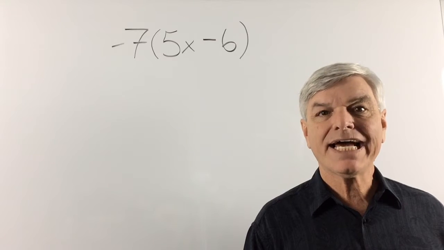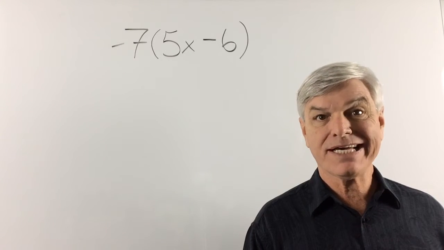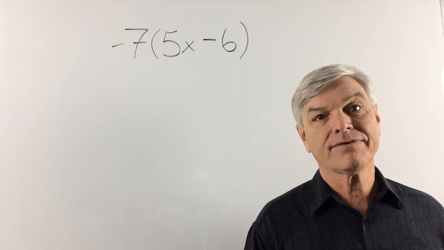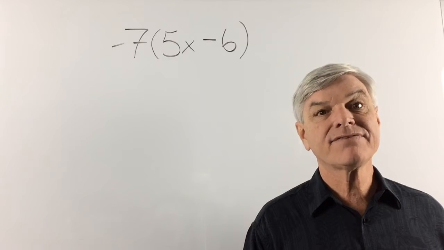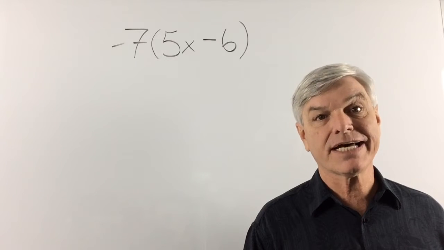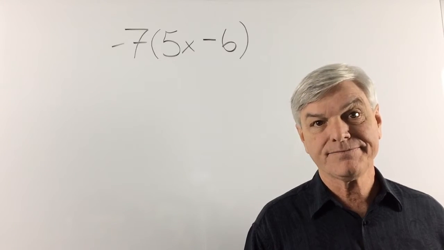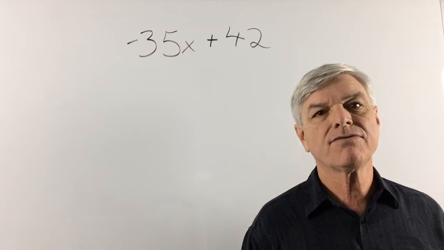Now when we have a negative number in front of the parentheses, we multiply the numbers in the parentheses times the number and the negative. So it's going to be negative 7 times 5x and negative 7 times negative 6, which is going to make the second number in the parentheses positive. And our answer is negative 35x plus 42.